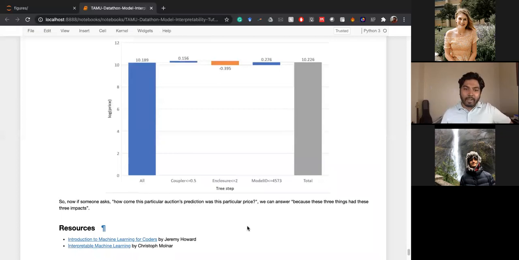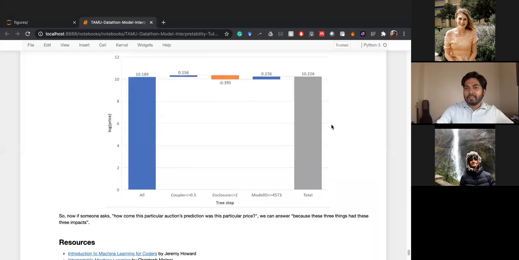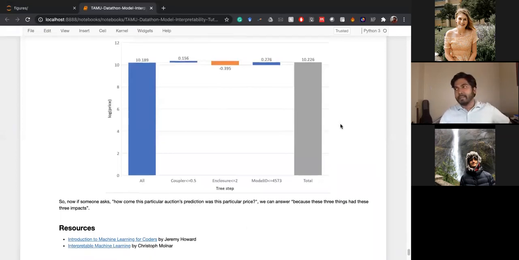So now if someone asks how come this particular auction's prediction was this particular price, we can answer because these three things had these three impacts. This makes your model very much interpretable, and it's easy to convince your manager or the business why your model is making these kinds of predictions.